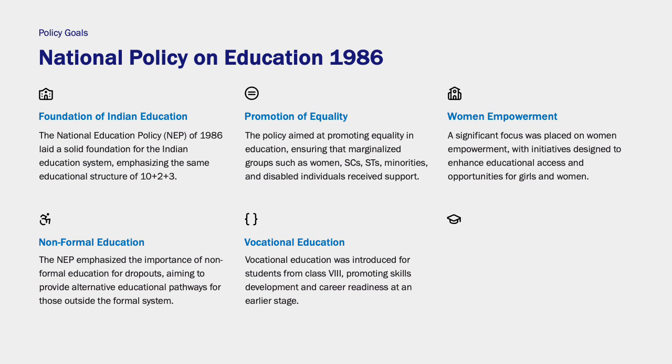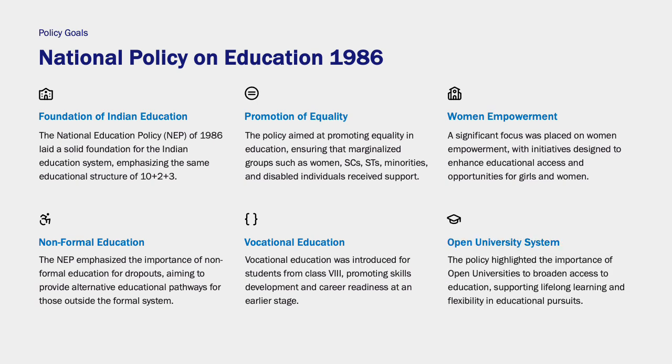Vocational education. Vocational education was introduced for students from class 8, promoting skills development and career readiness at an earlier stage. Open university system. The policy highlighted the importance of open universities to broaden access to education, supporting lifelong learning and flexibility in educational pursuits.